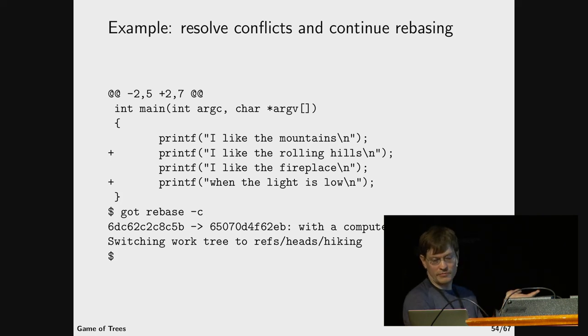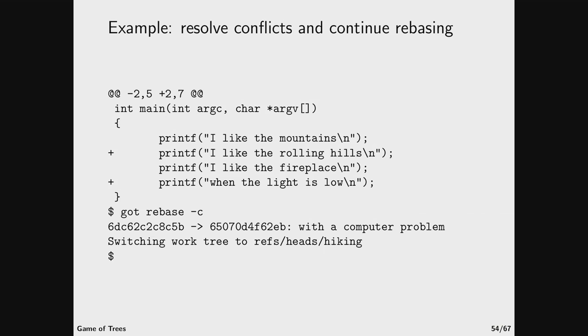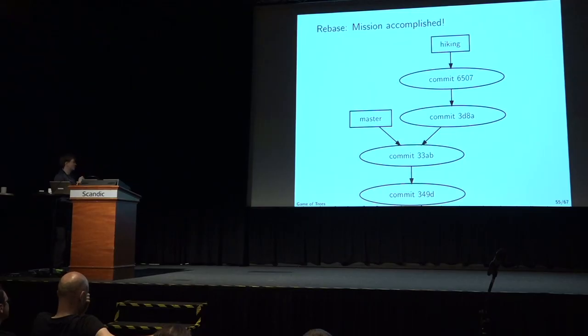So then we fix this up and maybe even add other context or changes, whatever, the tool doesn't care. And we just say, okay, we're done with resolving this conflict. And now there's two new commits. Our work tree is on the hiking branch again, but this time it's the new version of the hiking branch, which is rebased.